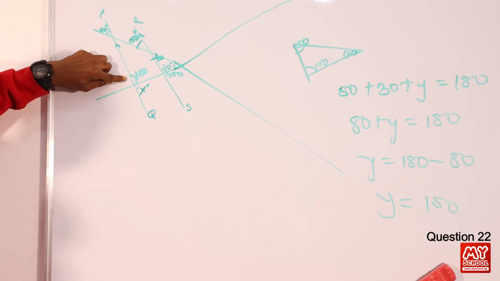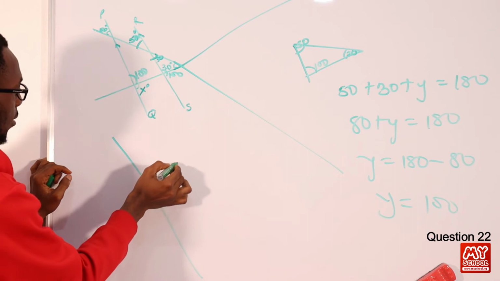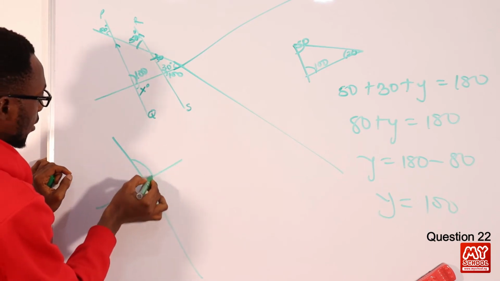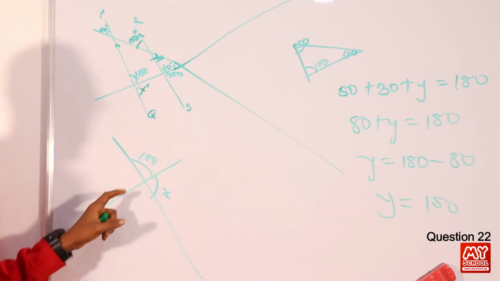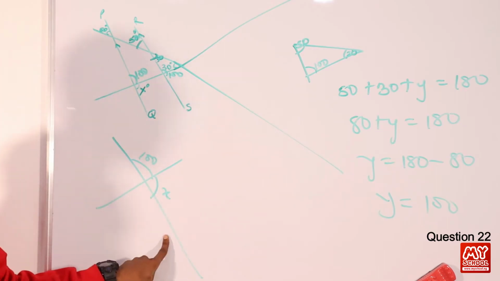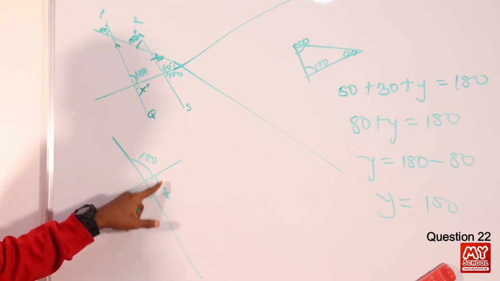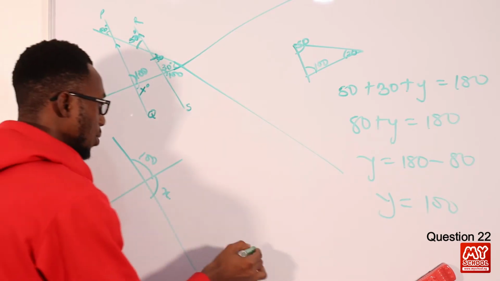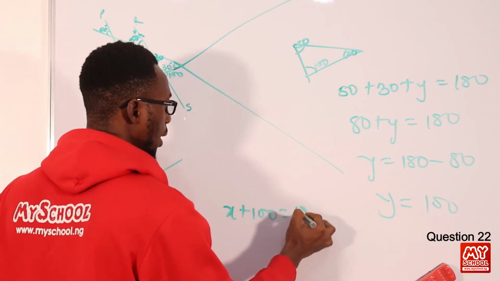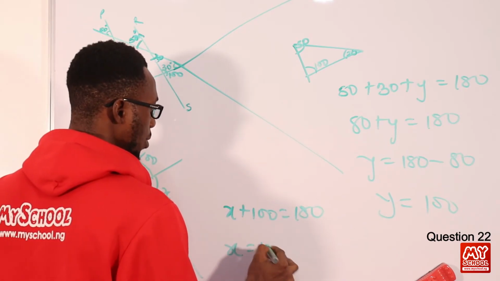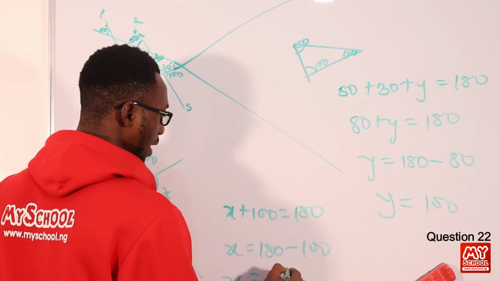Okay, so look at this. This is 100, this is x, isn't it? So you can see this is actually a straight line. Sum of angles on a straight line is actually 180. So that is x plus 100 equals 180. X equals 180 minus 100. So x equals 80 degrees.